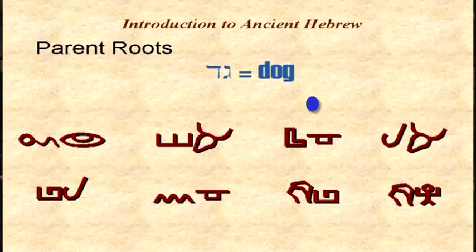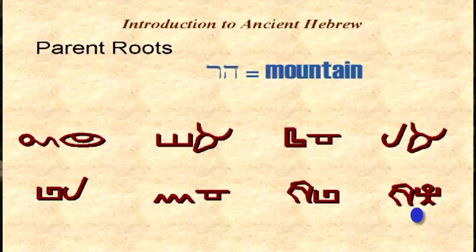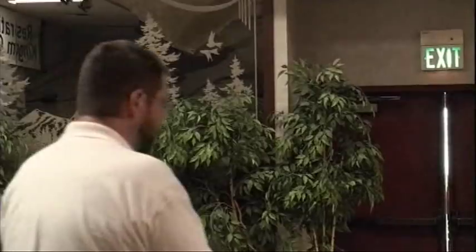Here we have El, dog. What is dog? Fish. Good. Esh. Okay, man comes from that, but Esh is fire. Etz is a tree. Har, mountain. Bar, grain. Dam, blood. Lev, heart. These are all foundational words. These are the parent roots of the rest of the entire Hebrew vocabulary.